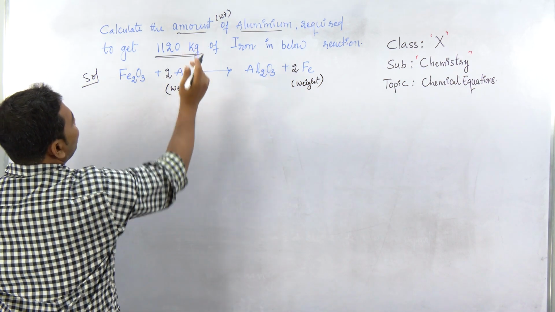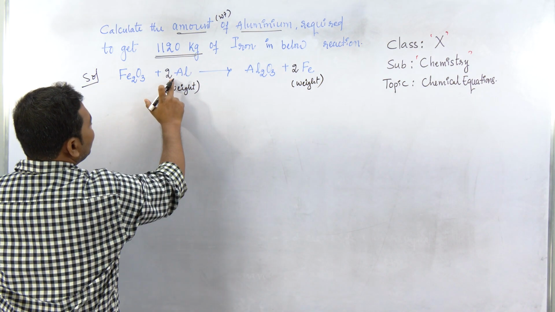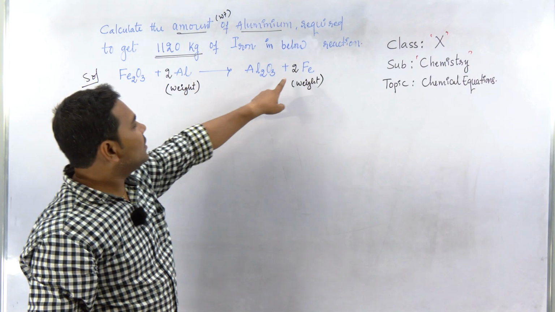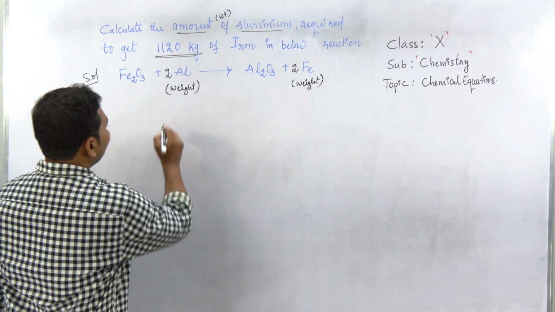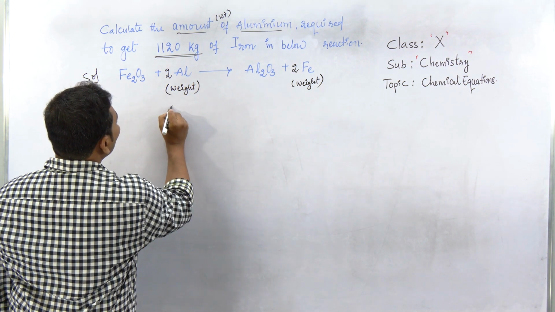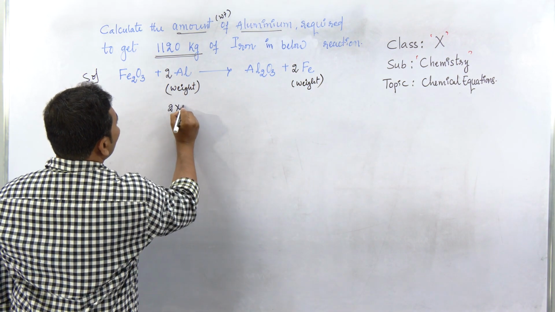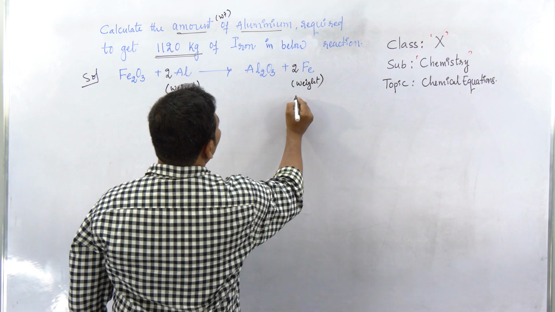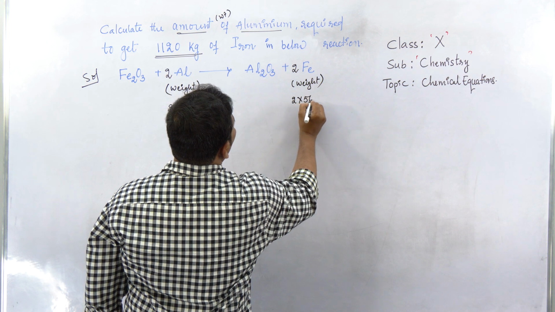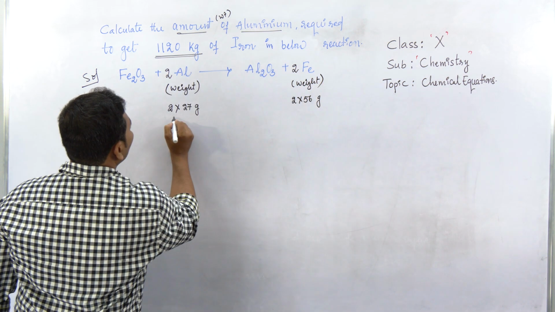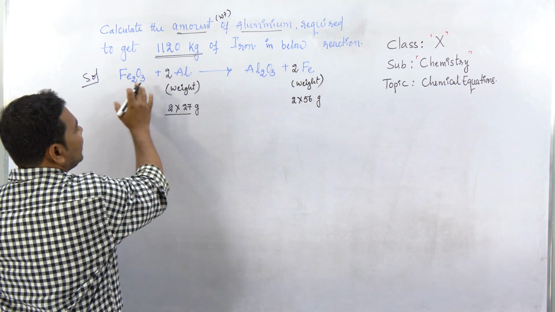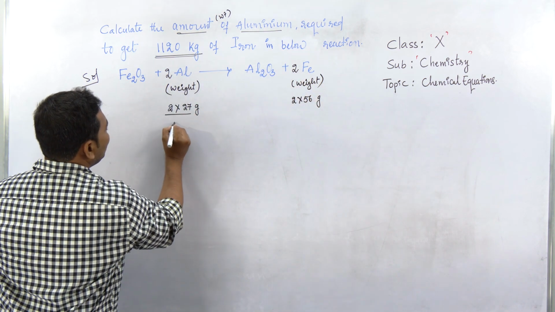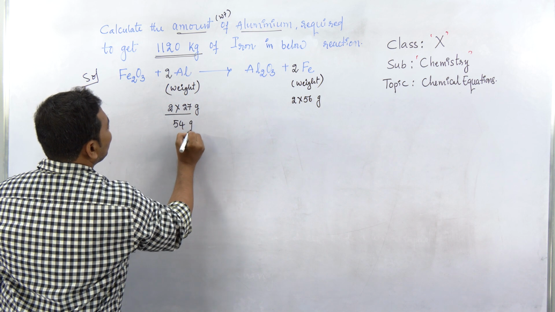From this we understand 2 moles of aluminium, when reacting with ferric oxide, produce 2 moles of iron. Let's write 2 moles. 2 into 27 grams, since the aluminium atomic weight is 27 gram. 2 into 27 grams of aluminium needs 2 into 56 grams of iron, right? 2 into 27 grams of aluminium when reacting with ferric oxide produces 2 into 56 grams of iron. So this is 2 into 27 grams, which is 54 grams.